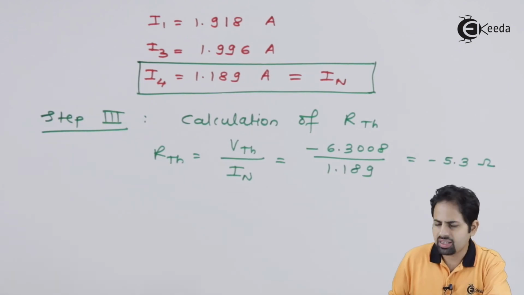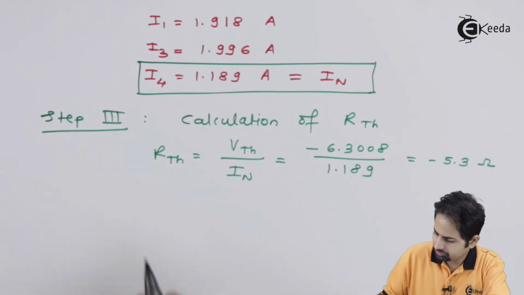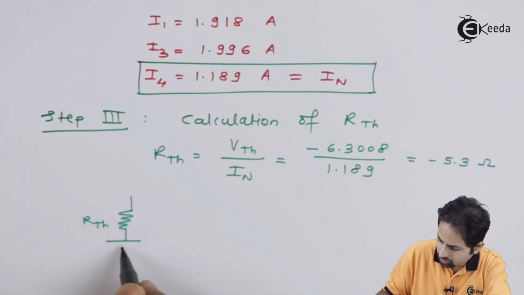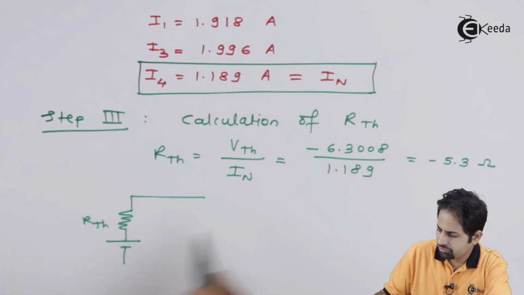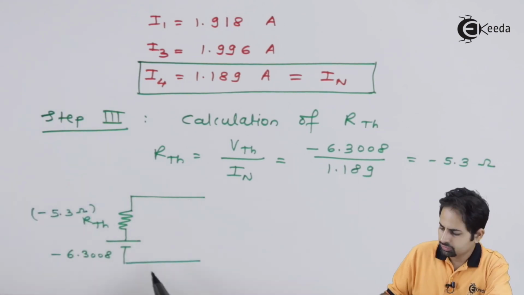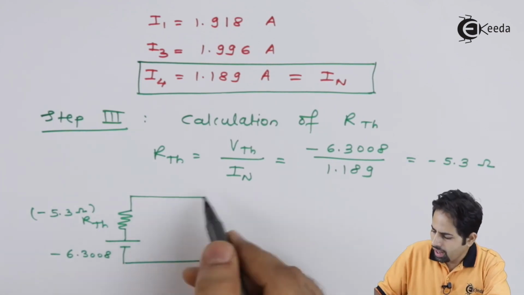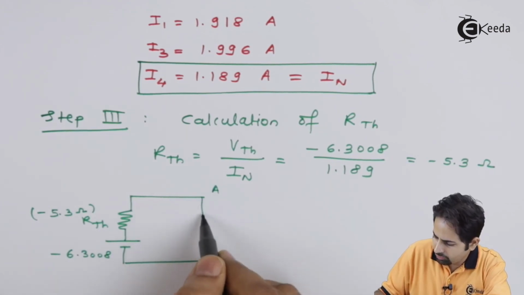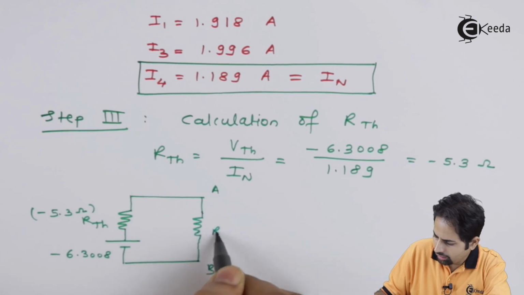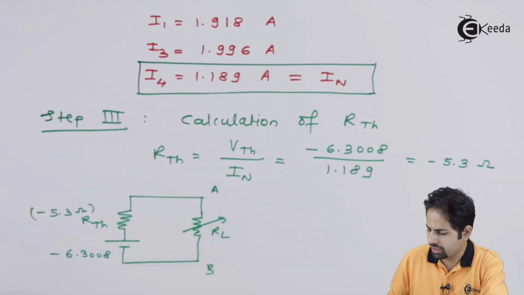And now after this RTH, we need to get the maximum power transferred to RL. So first we'll draw Thevenin's equivalent circuit. This VTH is as found, and RTH is minus 5.3. So this is Thevenin's equivalent circuit across terminals A and B, and across these terminals we have RL, that is the load resistance, and this RL is variable because of this sign.